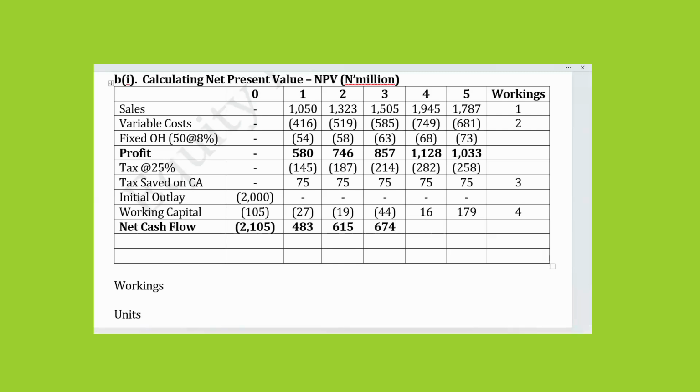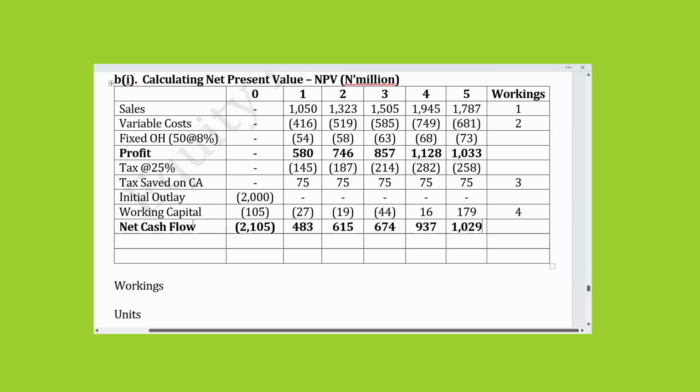Year 4: 937. Year 5: 1029. Okay. So that represents our net cash flow.